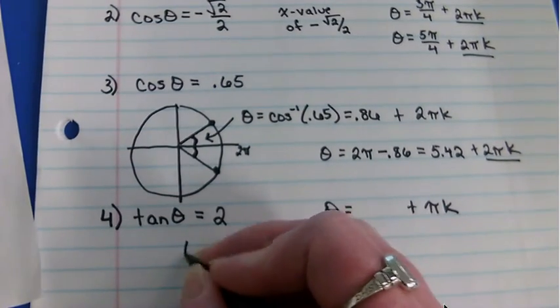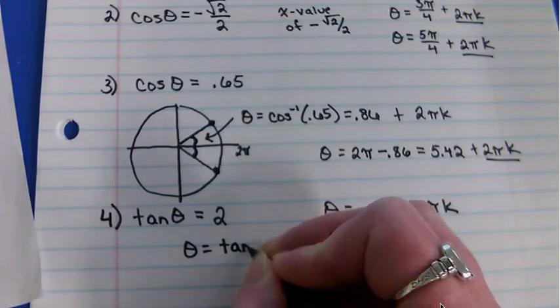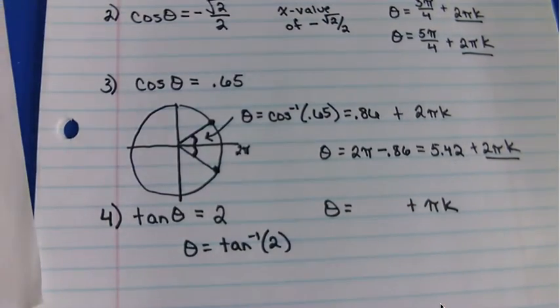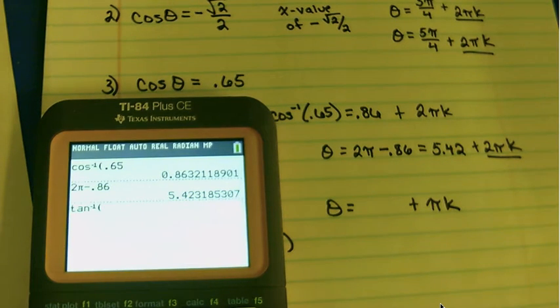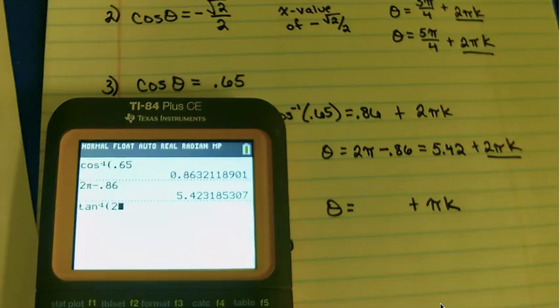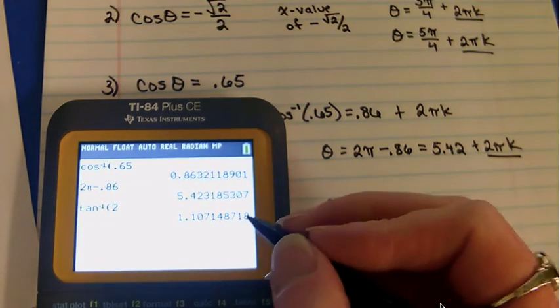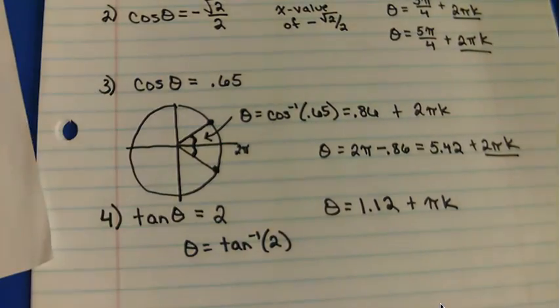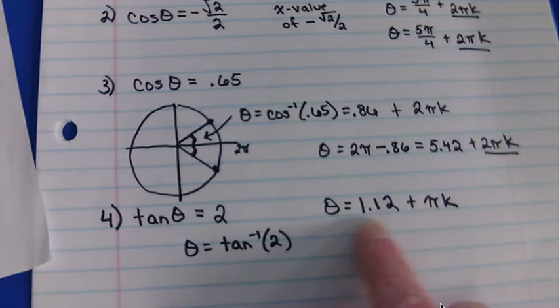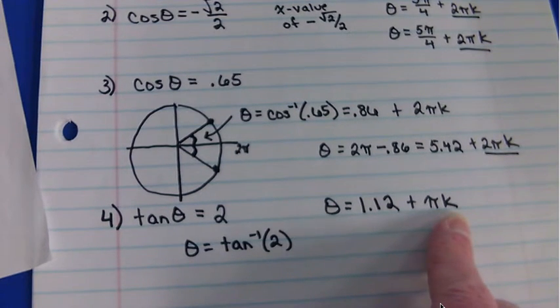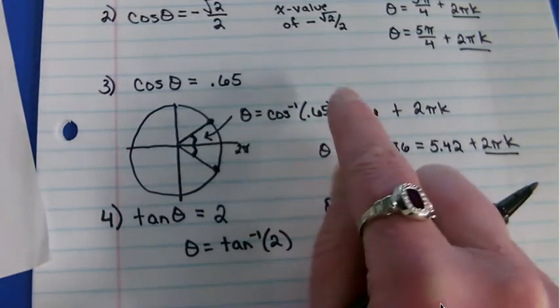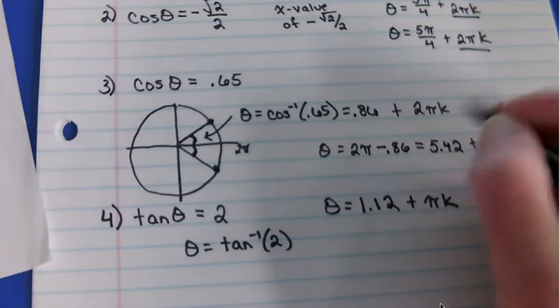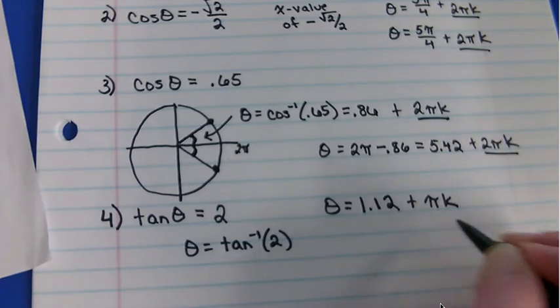So to find the angle, we're going to do inverse tangent of 2. And it gives me 1.12. And that's it. So the nice thing about tangent is you only have to worry about one angle. And you have to remember it's only going to be 1 pi k. Sine and cosine, you have 2 angles, and it's a 2 pi k. So 2 angles, 2 pi k. 1 angle, 1 pi k.